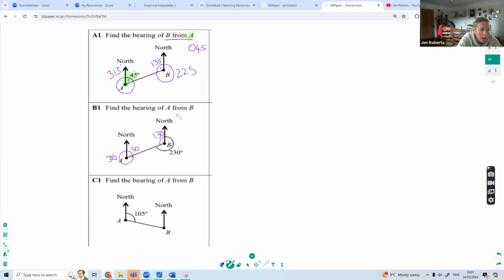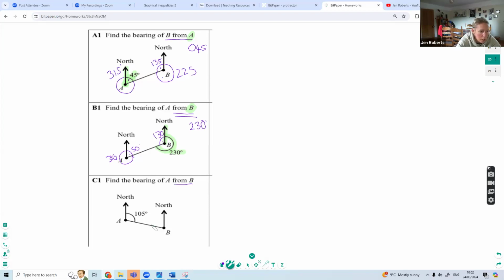We want the angle of A from B. So we're going from B this time. Let's highlight that, make a big deal out of it. So north, clockwise, this angle you want here. So that's my answer, 230. Okay, find a bearing of A from B.